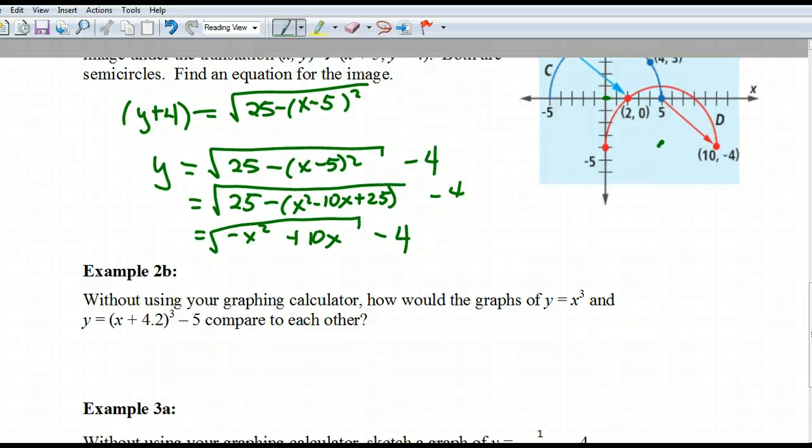All right, let's look at the next one. Without using your graphing calculator, how would the graphs of x to the third and x plus 4.2 to the third minus 5 compare to each other? So it would move right or left? Left, how far? 4.2. Would it move up or down? Down, how far? 5. Okay?